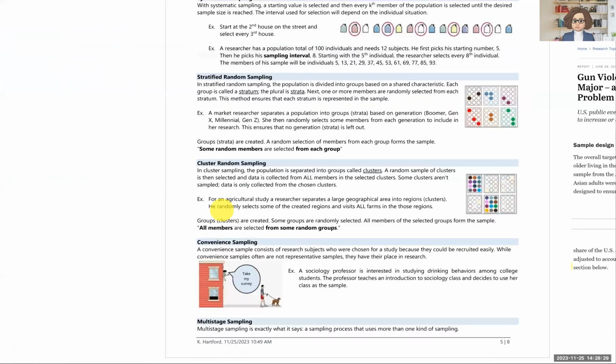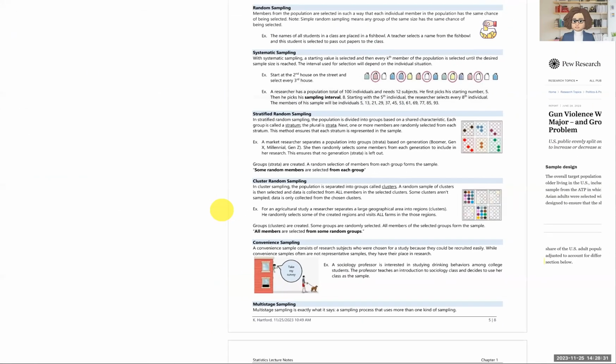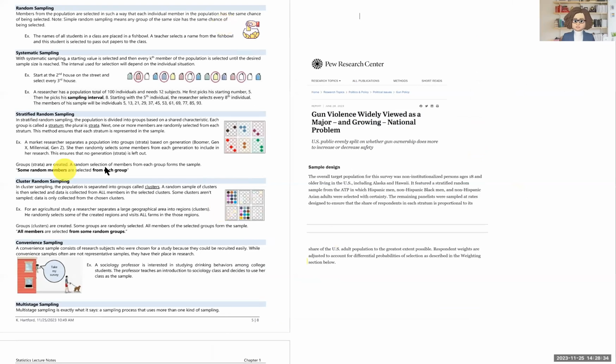All right, so that is a summary there of the techniques that we'll be considering. And then on our next page, we'll do a little bit of practicing at identifying those sampling methods.